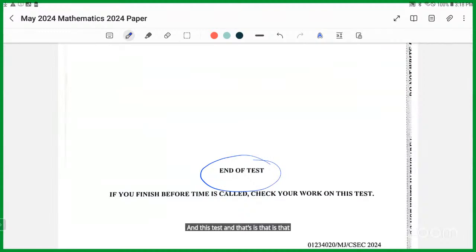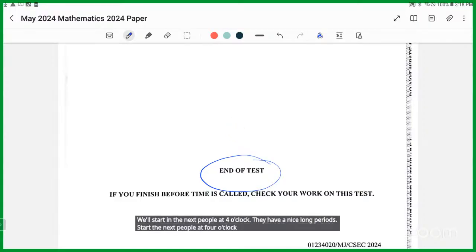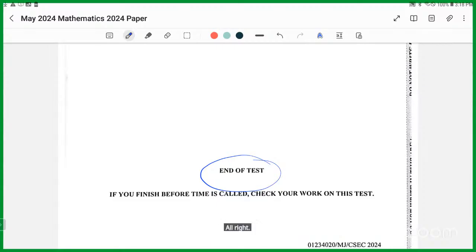All right, before you leave, I want to know your marks. We'll start the next paper at 4 o'clock, so you have a nice long break. All right, good.